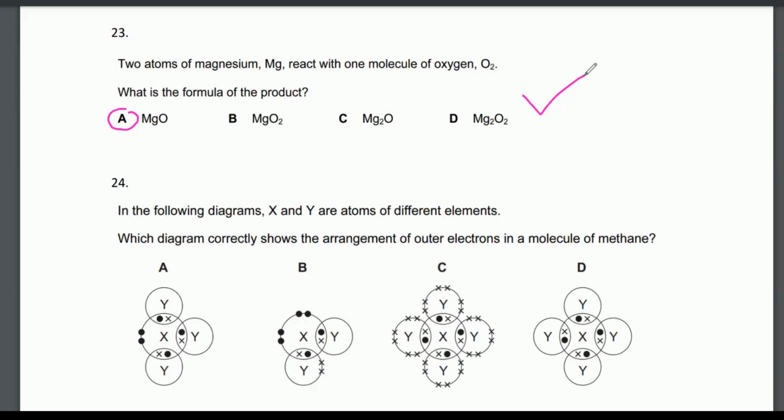Lovely jubbly. In the following diagrams, X and Y are atoms of different elements. Which diagram correctly shows the arrangement of outer electrons in the molecule of methane?